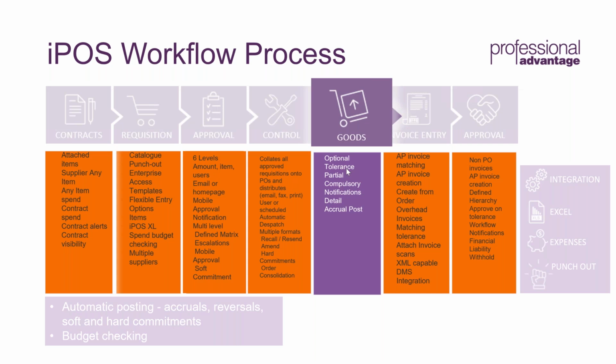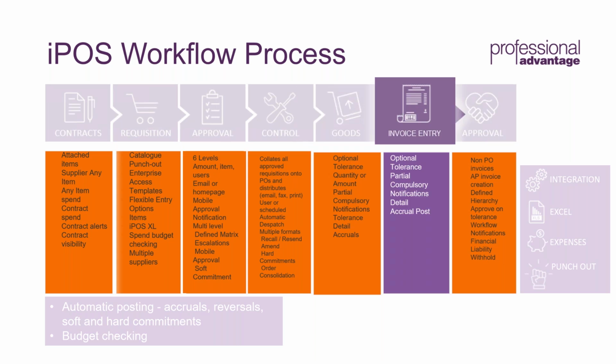And the same would go for invoices. So if you enter an invoice that's above or under value, then we can force approval steps that need to occur. And in the background, manage the reversal of the commitment, the posting of the accrual at the goods receipt or the invoice stage to ensure that the financials reflect that and the budget checking is correct. So all of that is managed nicely within iPOS.